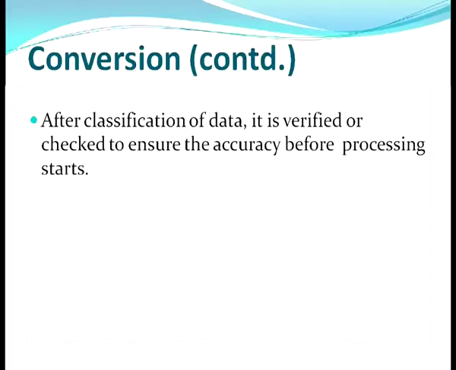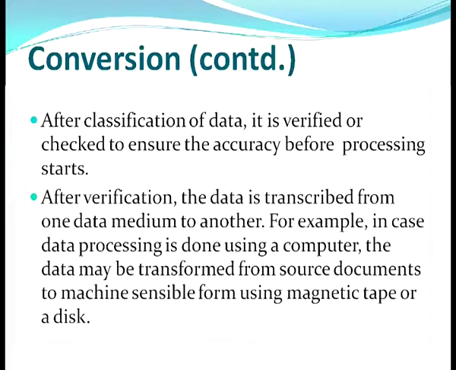After classification of data, it is verified or checked to ensure that accuracy is there in the data. And after verification, it is transcribed from one medium to another. Say for example, I have made the records of my students. I would like to now store them on a permanent storage, on a hard disk, on a magnetic tape, on a CD, so that whenever I want it, I can take it back. So, data has to be converted into the form such that it is permanently stored and I am able to retrieve whenever I want it.